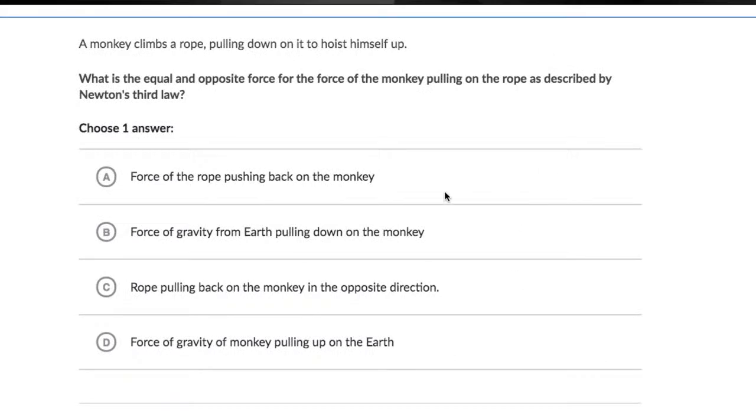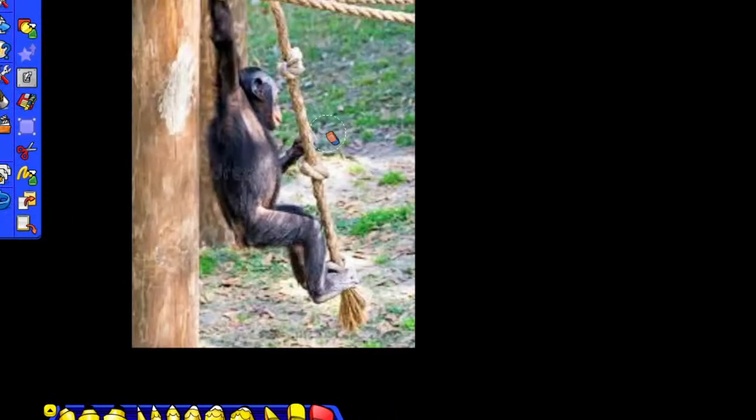What is the equal and opposite force for the force of the monkey pulling up the rope, as described by Newton's third law? Suppose this is the monkey, pulling the rope with one hand. The monkey will pull the rope in the downward direction. He will apply the force on the rope in the downward direction. Even you can hang a rope.